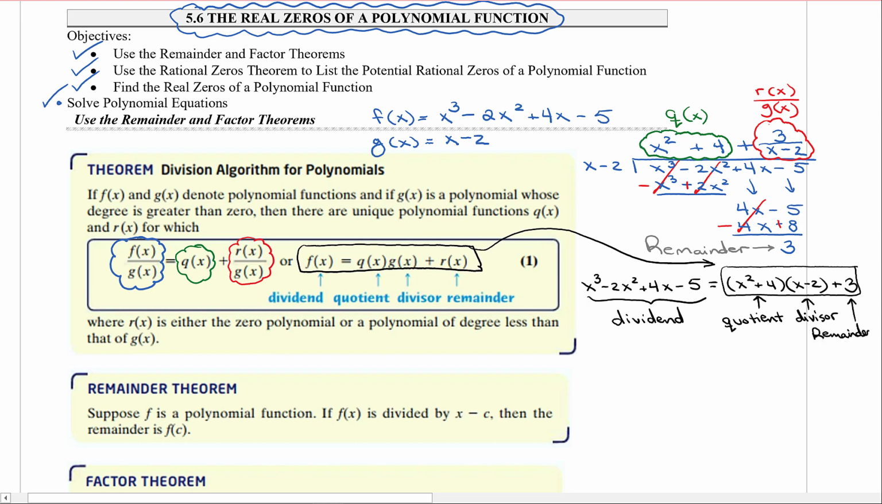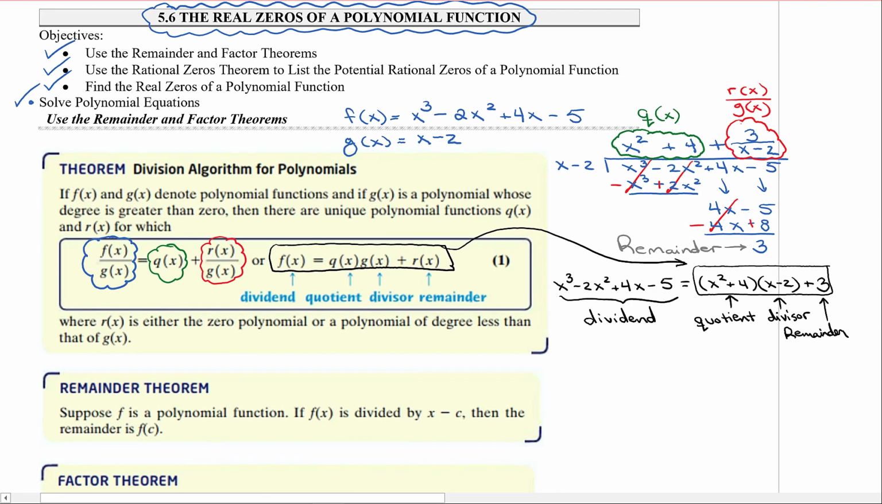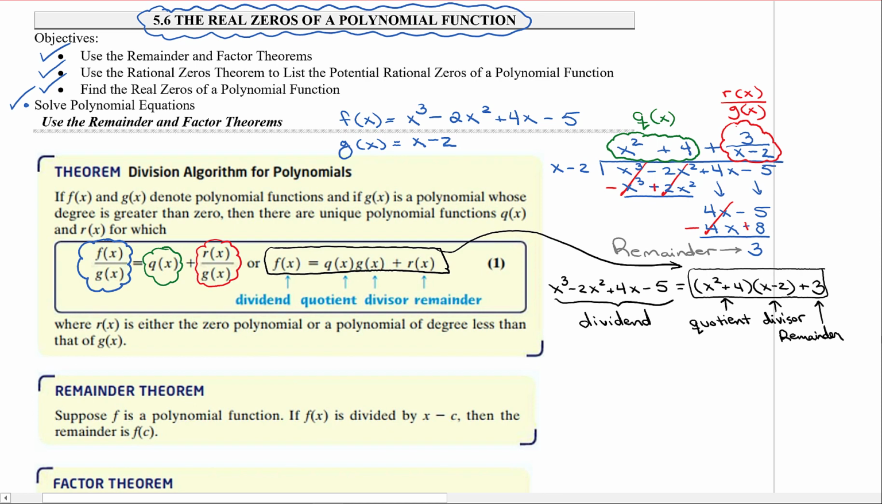Hopefully this example, writing it out this way, makes more sense now what all of these mean. I know when I'm writing out all these functions here, you're wondering what all this means, but when you see an example like this, hopefully it just makes more sense. And of course all of this is true where r of x is either the 0 polynomial or a polynomial of degree less than that of g of x.